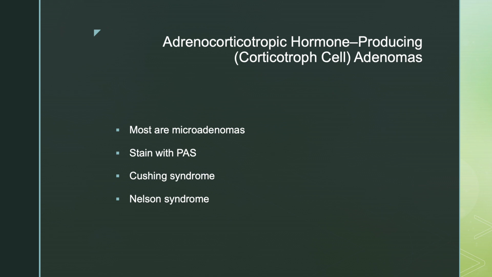So when it comes to corticotroph cell adenomas, most of them are small. They stain positively for PAS, which is a stain specific for binding proteins that are rich in sugar. The cytoplasm of these cells is rich in glycogenated proteins, proteins that are rich in glucose. That's why they stain positive. They result in Cushing syndrome, which is a constellation of signs and symptoms related to increased cortisol. And another syndrome is called Nelson syndrome. We will discuss these shortly.